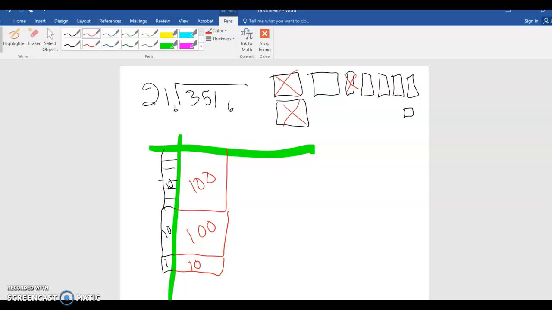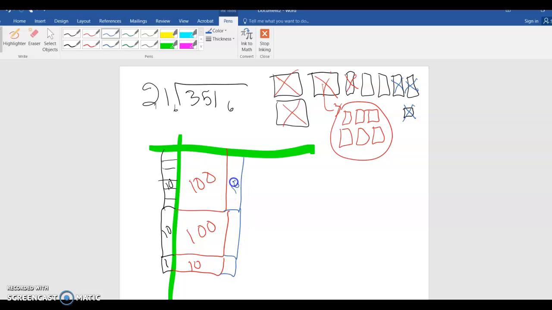But now when I'm looking, I do not have another flat to put down here. So I'm going to need to change this flat into 6 rods. So this one's gone, and now it looks like this. So now I'm going to start putting in my rods and my units. So I'm going to take this one and this one and this one and fill them in here. I have a 10 and a 1.